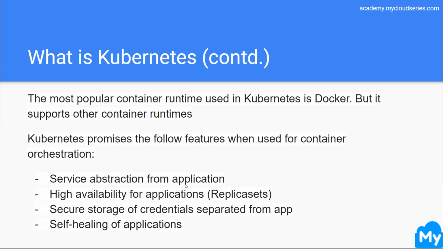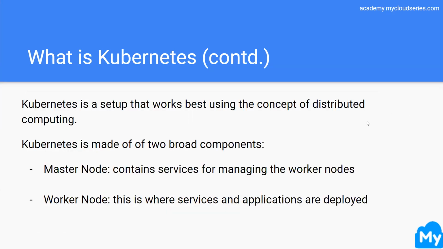All right. Moving on. So Kubernetes is a setup that works best using the concept of distributed computing. Kubernetes is made up of two broad components. We have the master node and then we have the worker node. The master node is what contains services for managing the worker nodes, while the worker node is where services and applications are deployed.